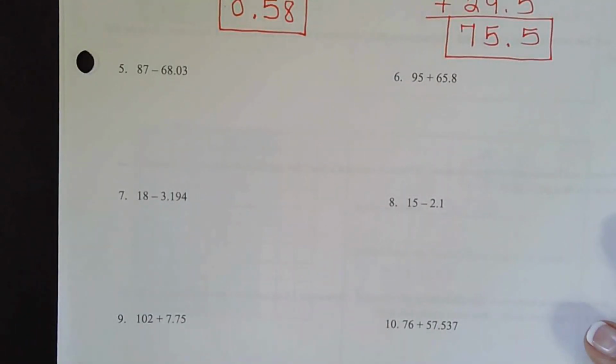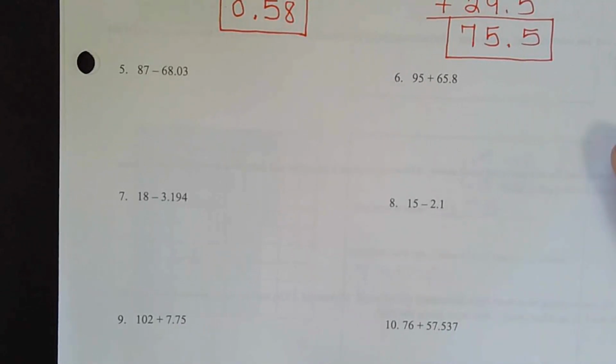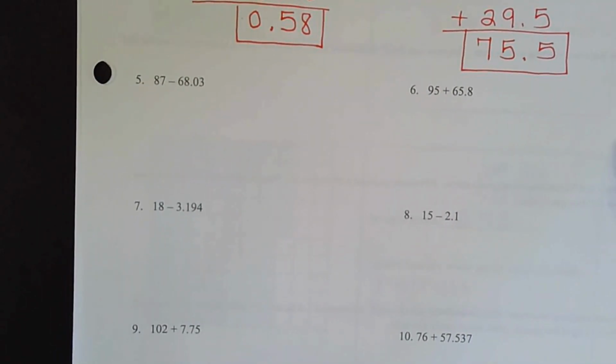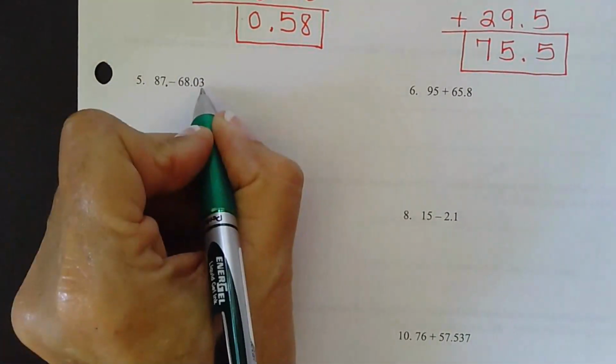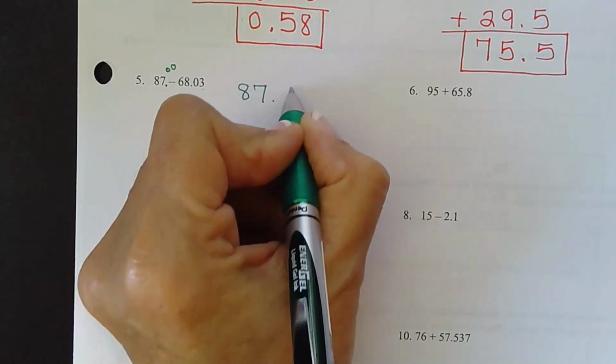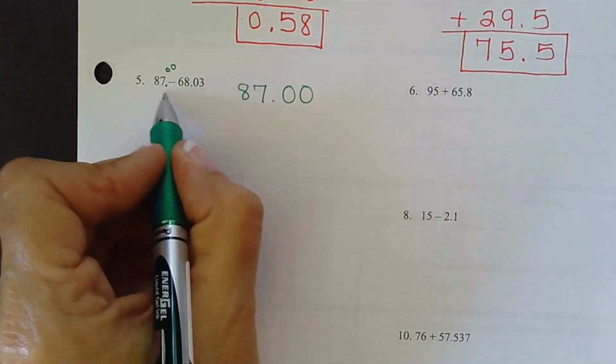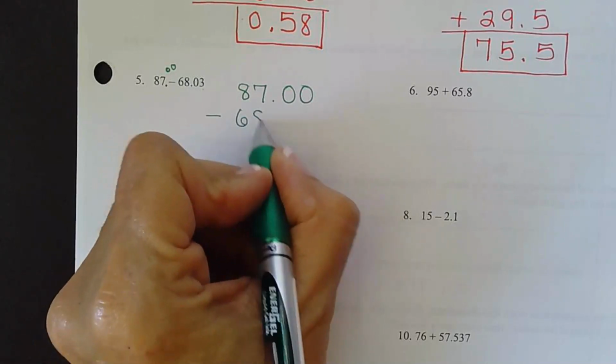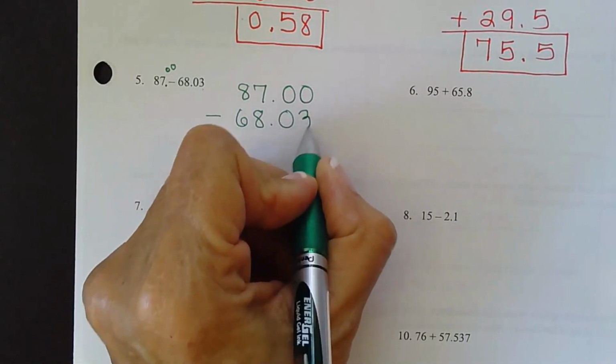Okay, next two. It looks like we have another subtraction problem, and 87 doesn't have a decimal, and it's going to need 2 decimal places, so it's going to be 87.00 minus 68.03.